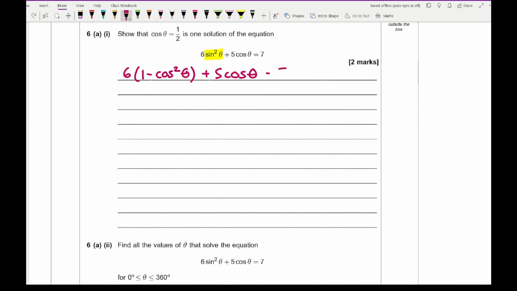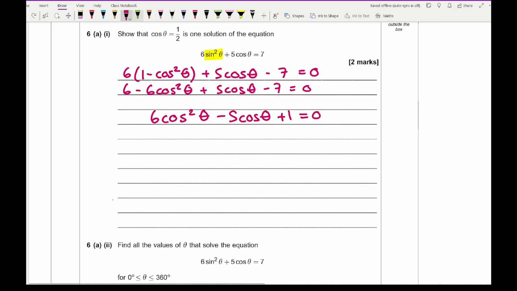I'm going to take the 7 over to the other side to equal 0. Then from this, expanding the brackets, I get 6 minus 6 cos squared theta plus 5 cos theta minus 7 equals 0. It then turns into a quadratic in which I've got 6 cos squared theta minus 5 cos theta plus 1 equals 0. And then I can factorize this.